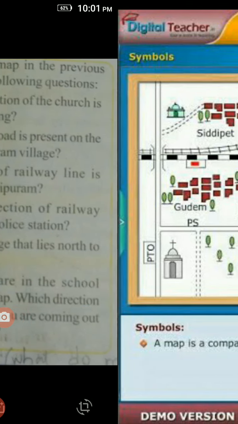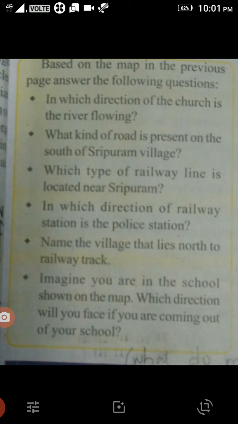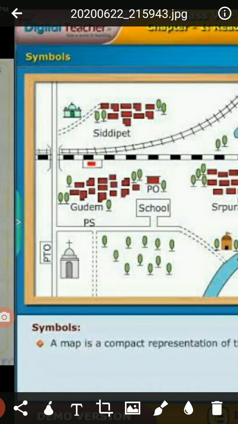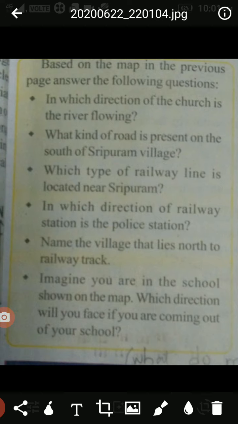Regarding this, I have given some questions to you. For example: in which direction of the church is the river flowing? By seeing this map, you can answer the questions. Read the question and answer carefully.